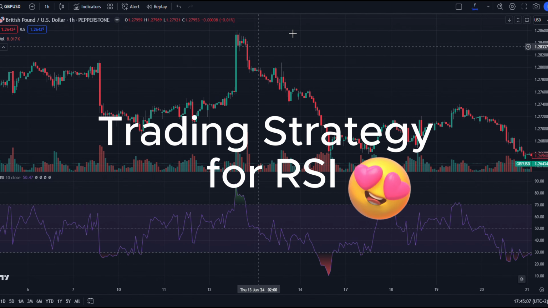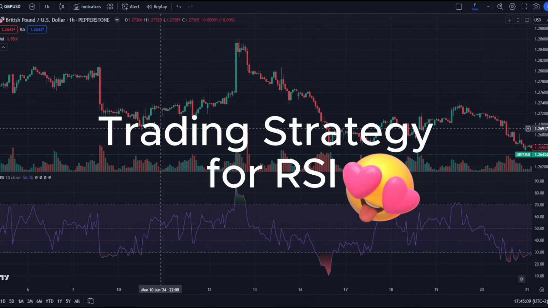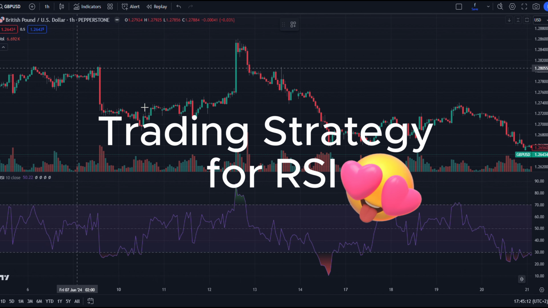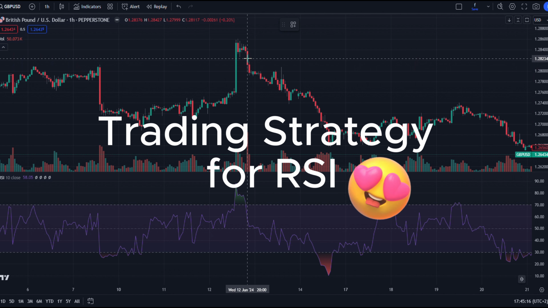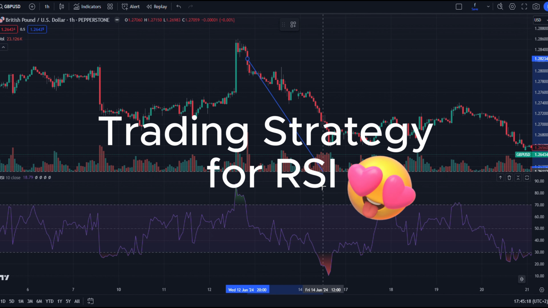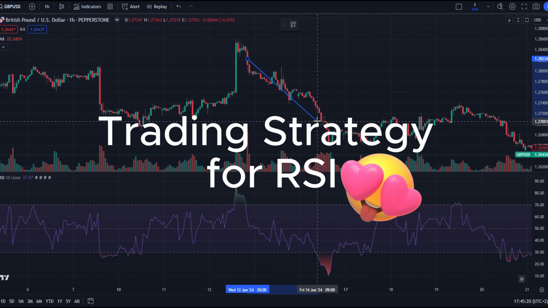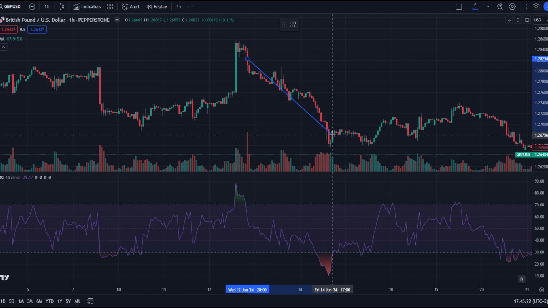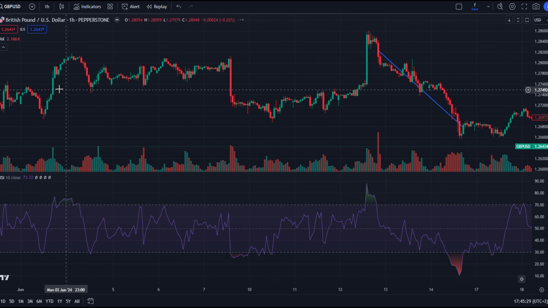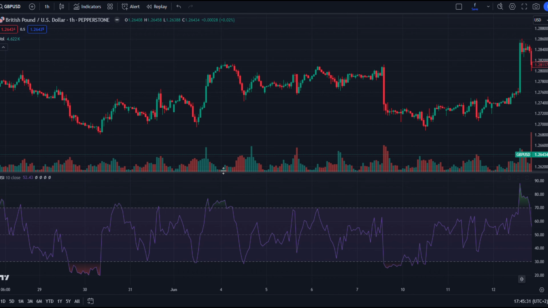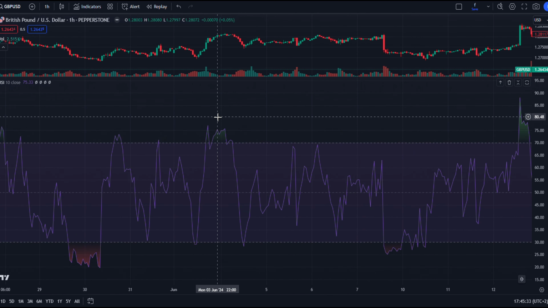Today, we're going to break down one of the most popular and powerful tools in technical analysis, the RSI trading indicator. So, what is RSI? RSI stands for Relative Strength Index, and it's a momentum oscillator that measures the speed and change of price movements. Developed by J. Wells Wilder in 1978, the RSI ranges from 0 to 100 and helps traders identify overbought or oversold conditions in a market.